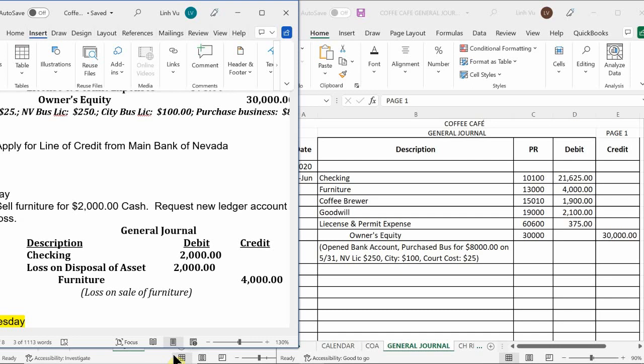Okay. Now, what do I do with this $2,000? I sold it for cash. What am I going to do with this cash? Let's take a look at my chart of accounts. Do I have a cash account?